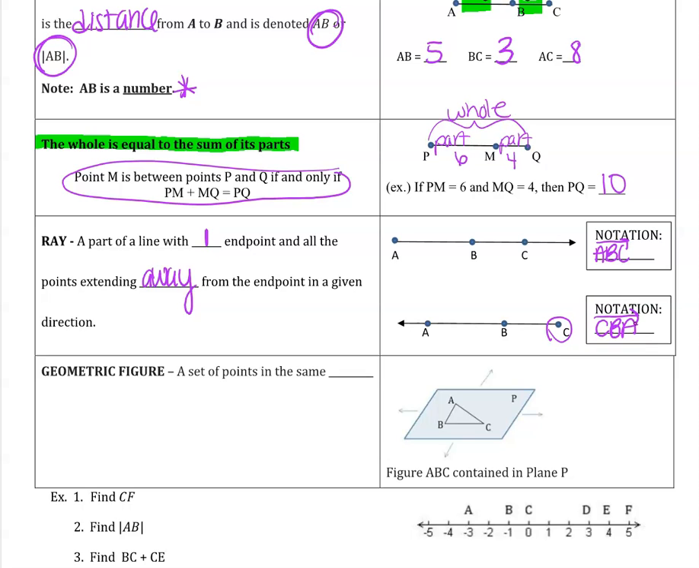Sometimes students say, well, can I just rewrite it and have the arrow go to the left? And the answer is no. We will always write our notation where the arrow is going to the right. And that's how we name our rays.